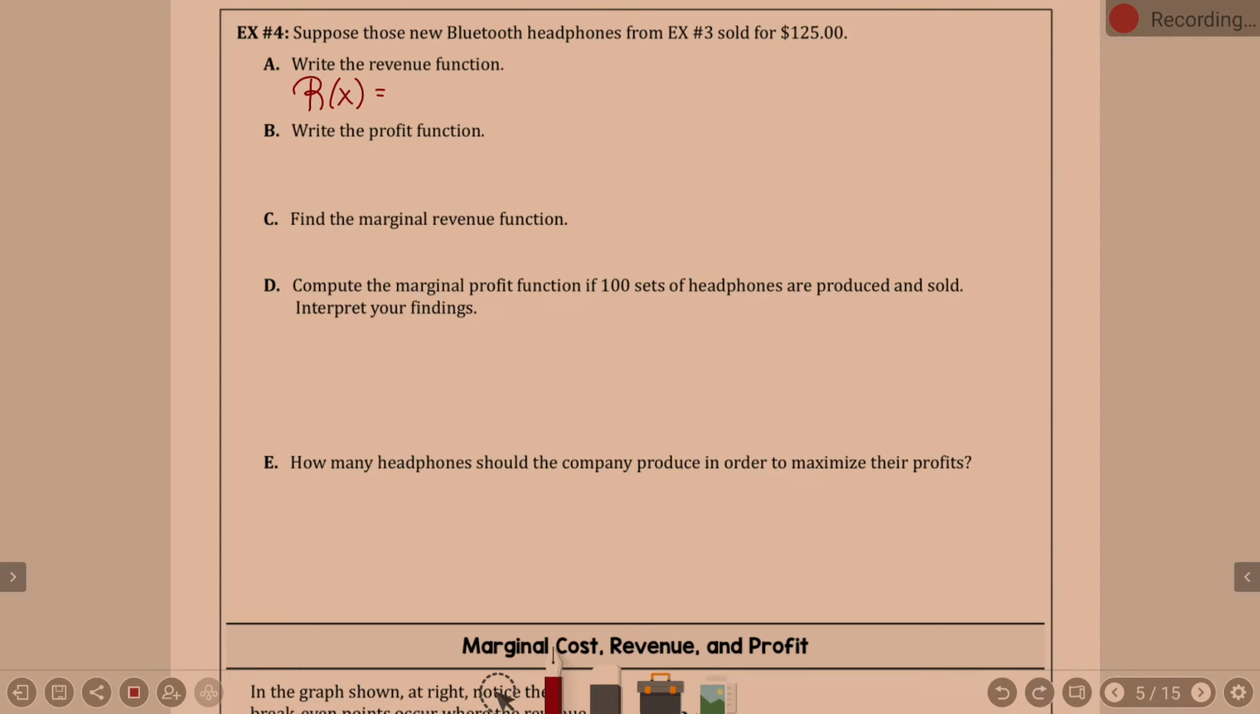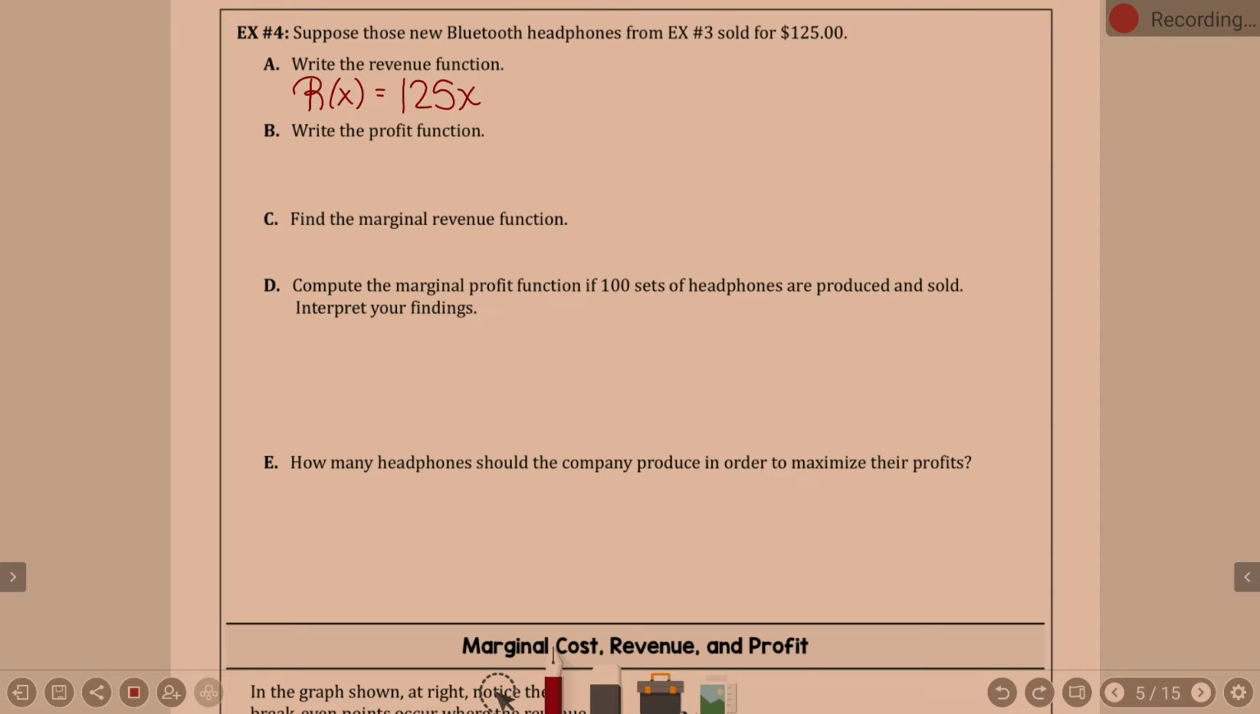We're not just writing the function, so don't plug any values in. How much are we going to receive if we sell X units? 125 each time you sell one, right? So 125x. The revenue function is just, if it's selling for $125, each time you sell one, you get $125. It's revenue. We're not talking profit, just the money coming in, right?